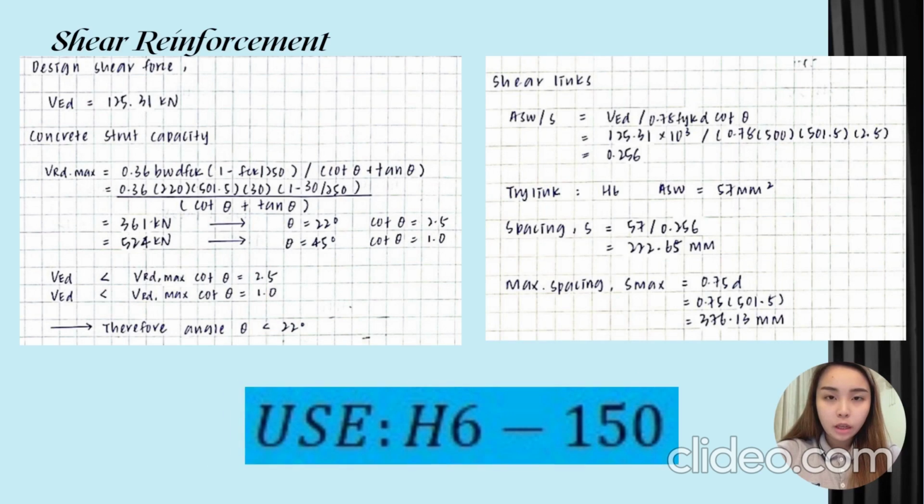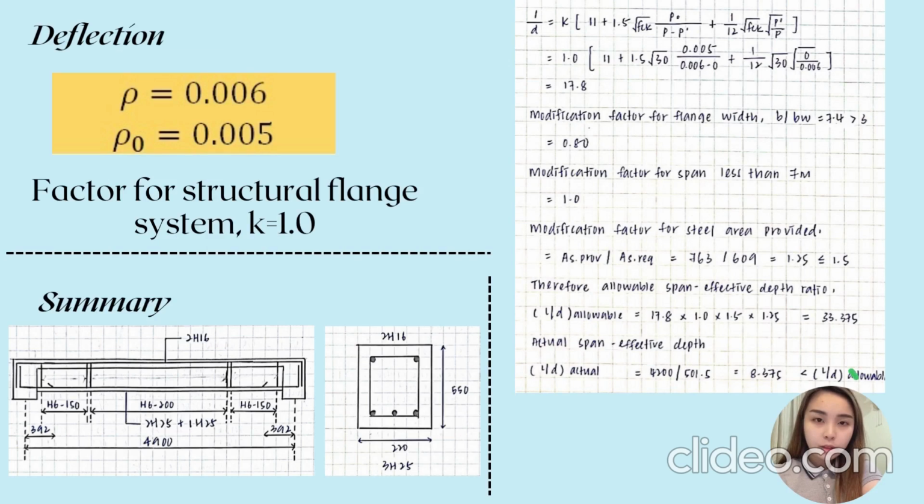For shear reinforcement, before the spacing of bar is determined, the spacing should be calculated. In this design, I use H6 with AS equal to 57 mm square, with the shear length that I calculated being 0.256. Then, by referring to the table of spacing bar, I designed the bar using H6-150. For deflection, the factor of structural system K equals 1.0. At the end, since the allowable effective depth is smaller than the actual, the condition is considered okay. As the summary, the bar that I use is 2H25 and the spacing is H6-150.